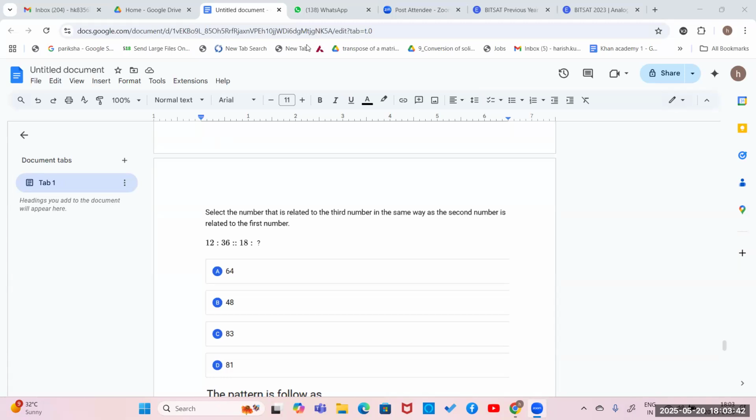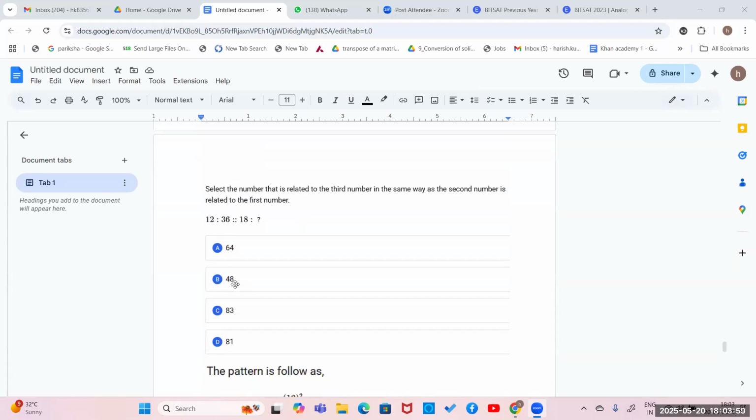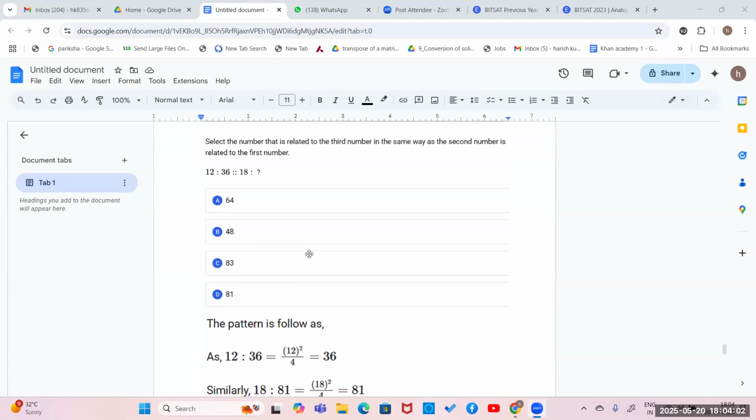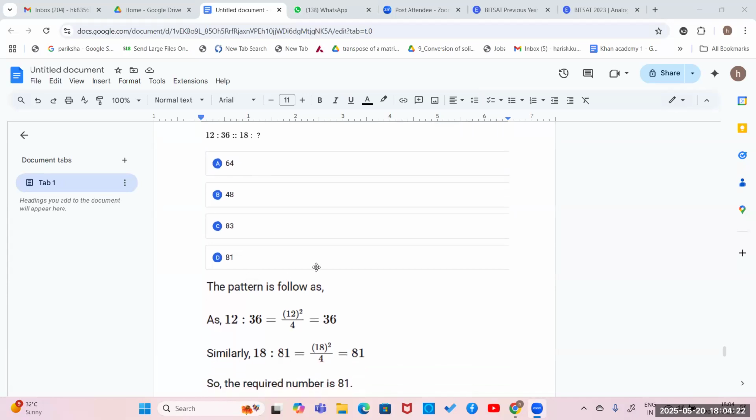Yeah, guys. What is the answer for this one? Okay, let's see the options. Option B. So 12 is related to 36, and how is 18 related? First of all, 12 threes are 36, but that logic is not there, right? So this is where you have to use squares. What is 12 square, guys? 12 square is 144, and 144 by 4 is 36, right? So again, 18 square is 324, and by 4 is 81.